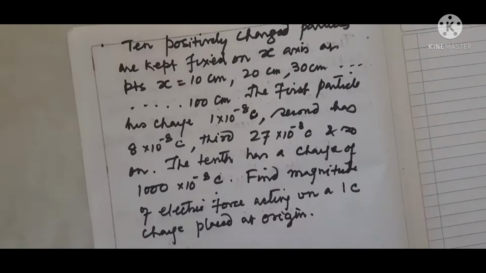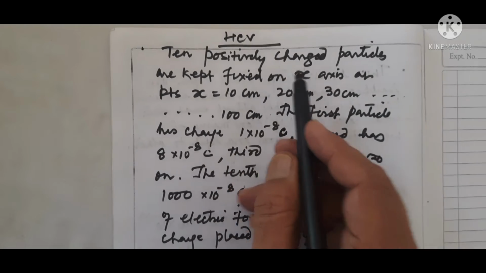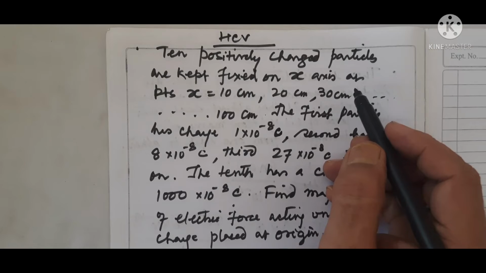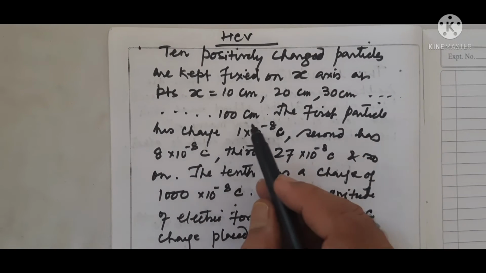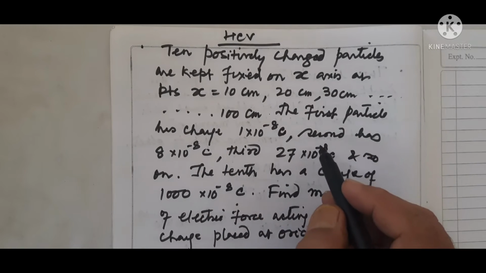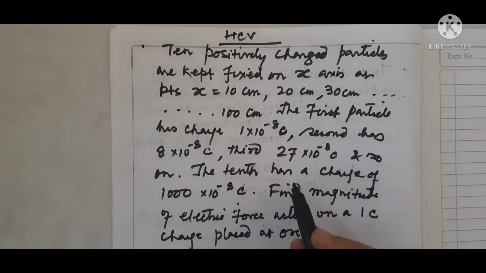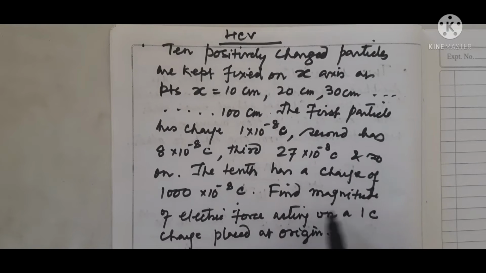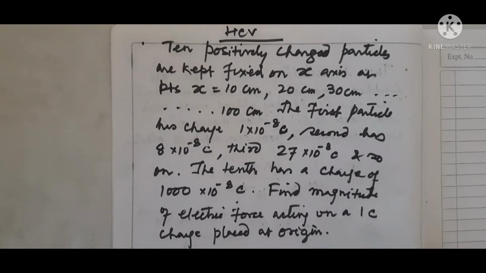Another interesting question: 10 positive charged particles are kept fixed on the x-axis at points x equal to 10 centimeter, 20, 30, and so on up to 100 centimeter. The first particle has a charge of 1 into 10 to the power minus 8 coulomb, the second has double, the third is having triple, and so on. The 10th particle has a charge of 10 into 10 to the power minus 8 coulomb. Find the magnitude of the electric force acting on a 1 coulomb charge placed at the origin.